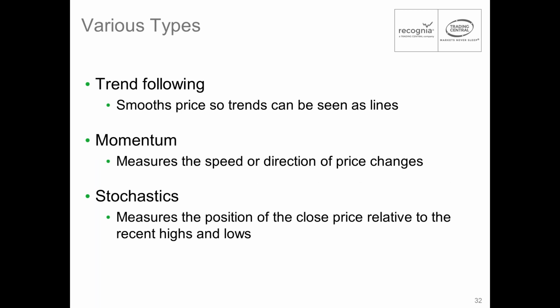And indicators and oscillators tend to come in three types. They have what we call trend following indicators, and these are basically mathematical techniques to smooth the price series so we can see the trends more clearly. We have what are known as momentum-based indicators or oscillators, which measure the speed or direction of price changes. They tell us how strong a trend is. And last, we have what are called the stochastics that measure the position of the closing price relative to the recent highs and lows.